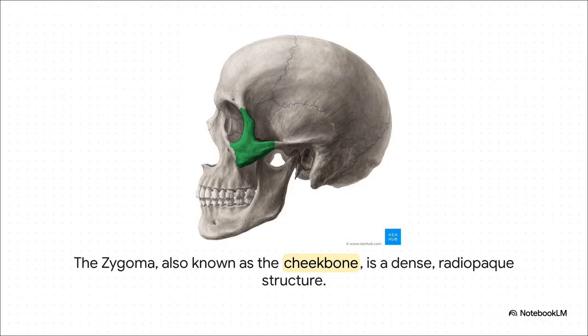Okay, so we've seen the dark, the windows. Now let's switch from dark to light, from a window to a wall. We're going to shift our focus to a radiopaque structure. This is the zygoma, which you probably just know as your cheekbone.